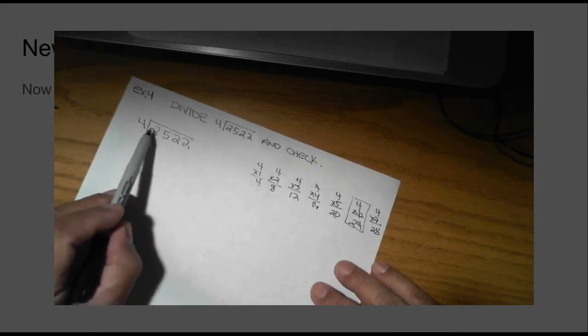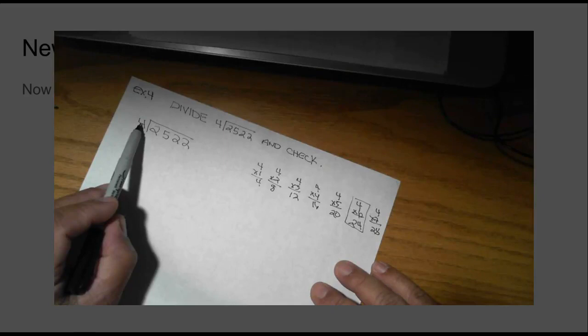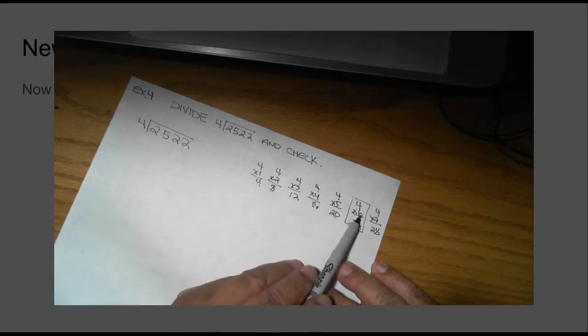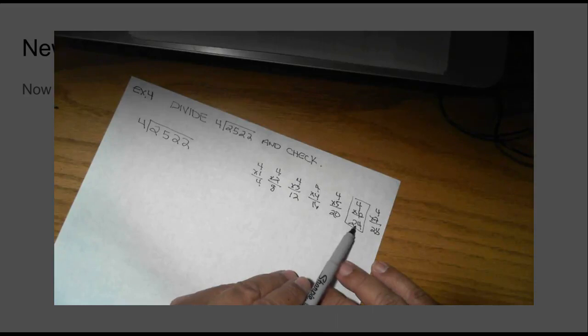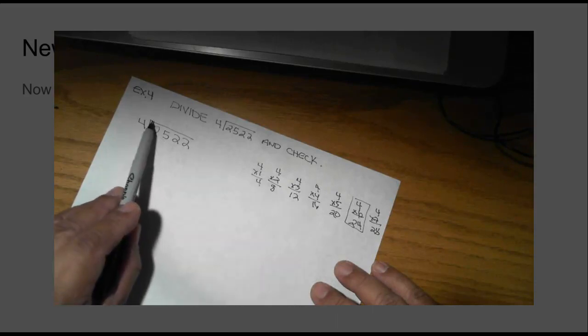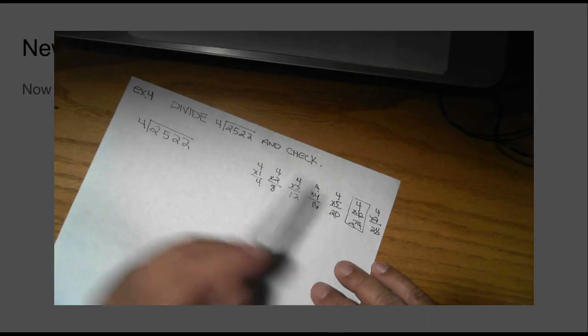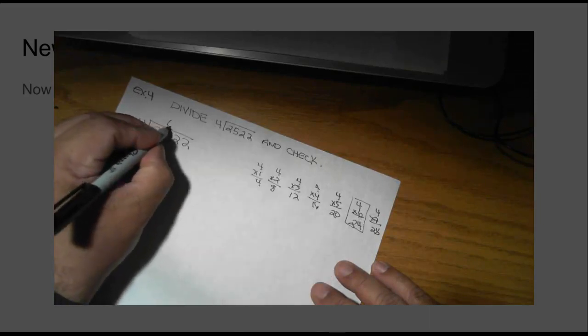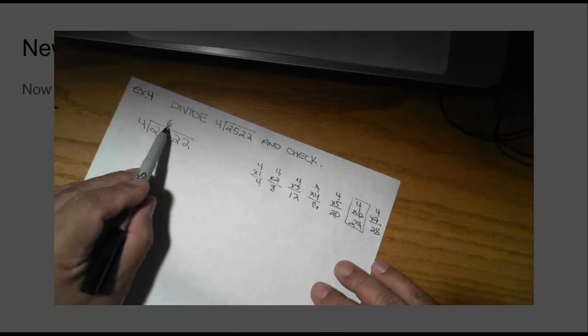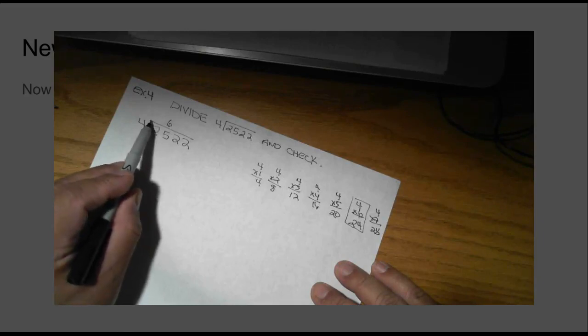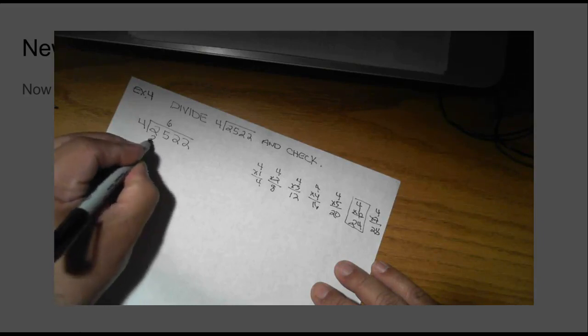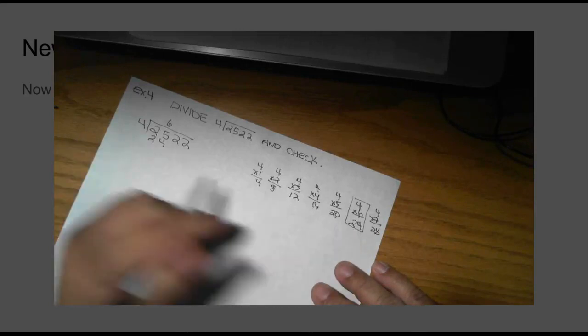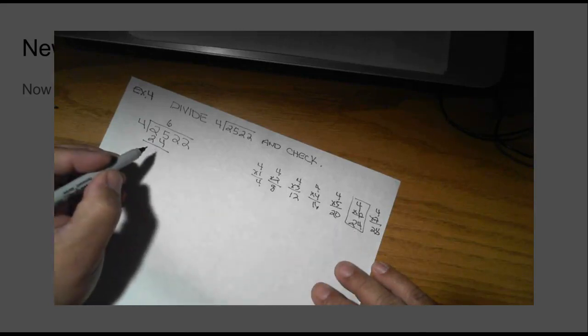So 25 divided by 4, right? We can see that 4 times 6 is 24. So 25 divided by 4 is 6. So we're going to take the 6, and we're going to go ahead and multiply that out. So 6 times 4, and we already know what that answer is because it's right here, 24, or because we have it memorized.